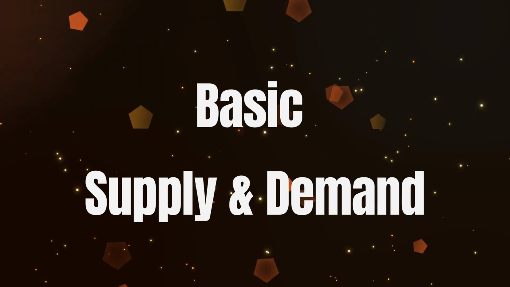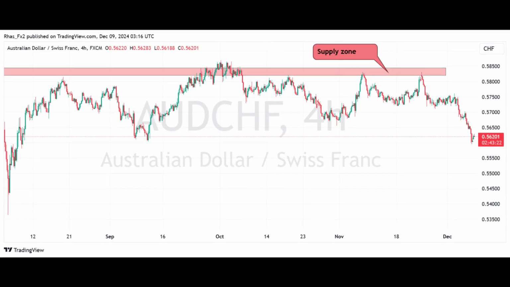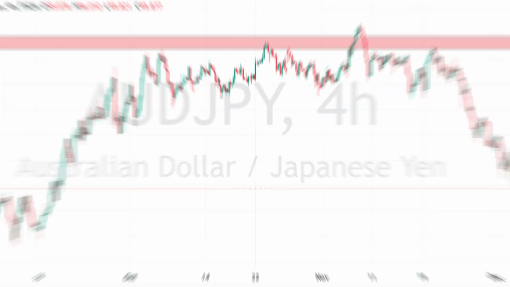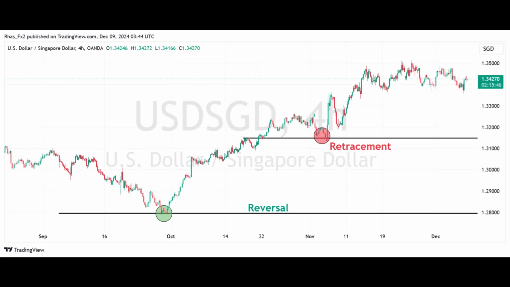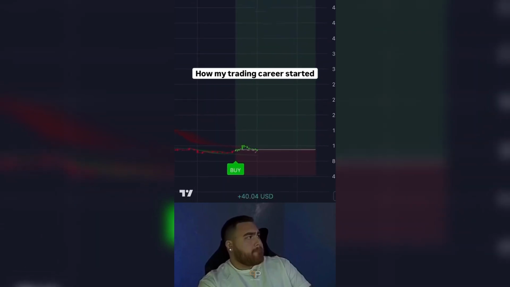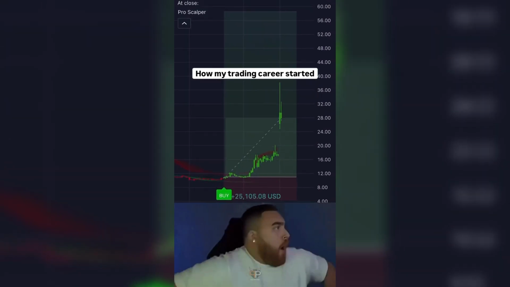A supply zone is an area on the chart where selling pressure exceeds buying pressure, causing the price to fall. It represents a price range where sellers are more likely to enter the market in large quantities, anticipating a decline in price. In a nutshell, it's a stronger and more dramatic resistance level. Price does a retracement down at a resistance, while price would do a complete reversal in trend at a supply zone.